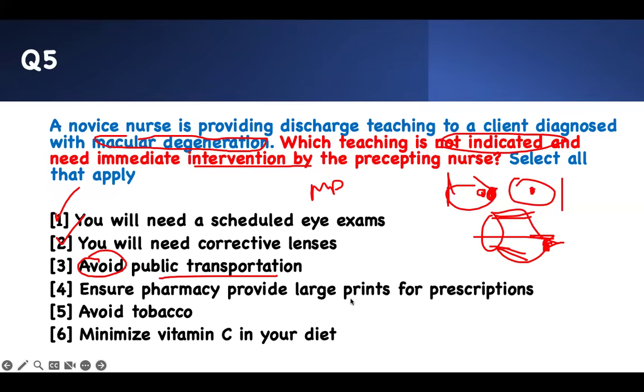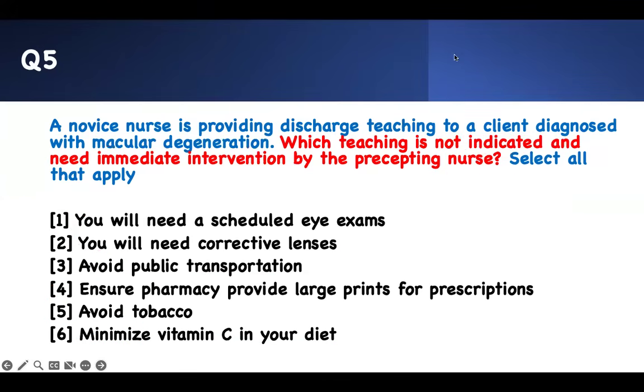Ensure the pharmacy provides large print for prescriptions, right? That's good. They should avoid tobacco, but they should not minimize vitamin C, because vitamin C helps with carotenoid function, which is needed for retina development. So this is good. The question says we should intervene, so this one is wrong. This one is wrong. You don't need to intervene. What you need to intervene on is avoiding public transportation and avoiding vitamin C. Those are good recommendations. So once again, 3 and 4 are the wrong answers.